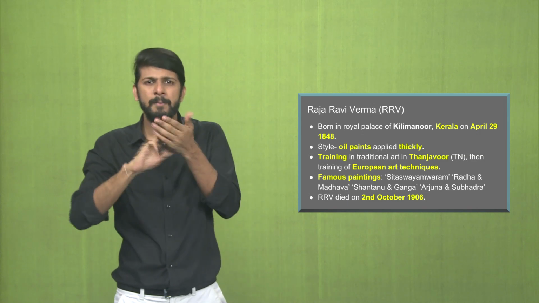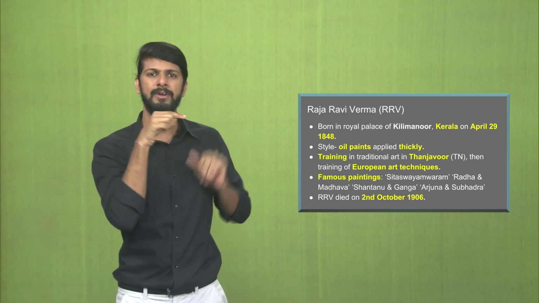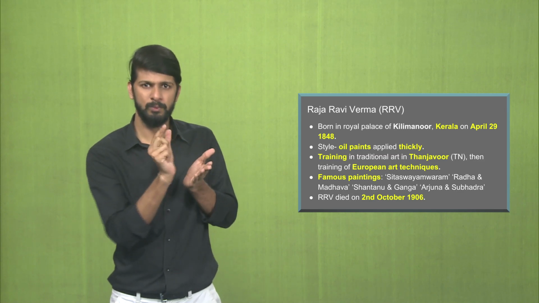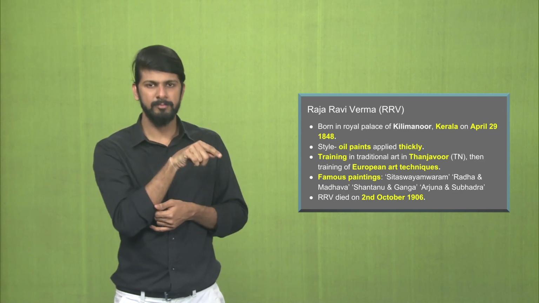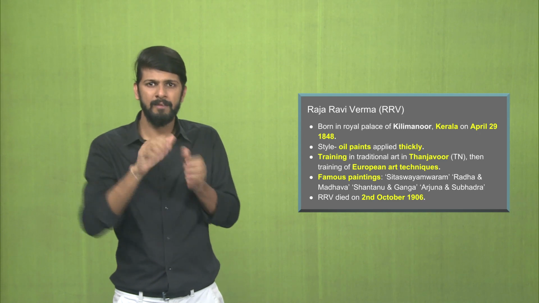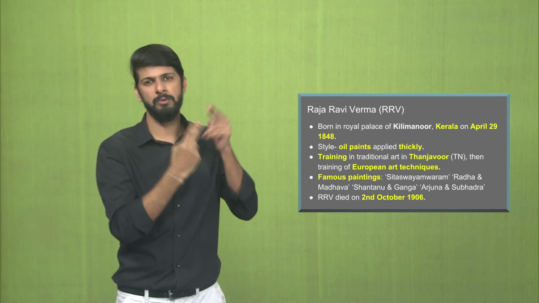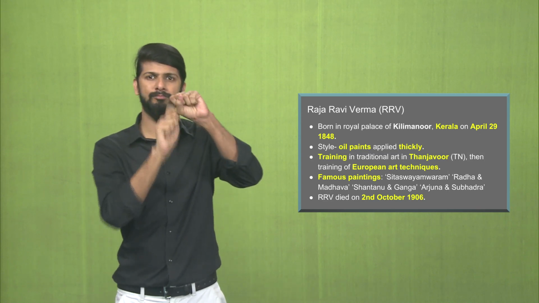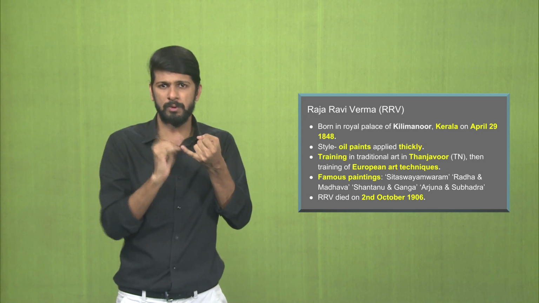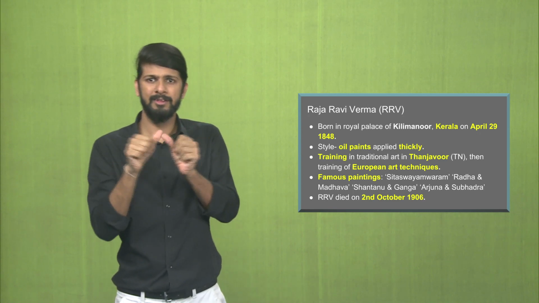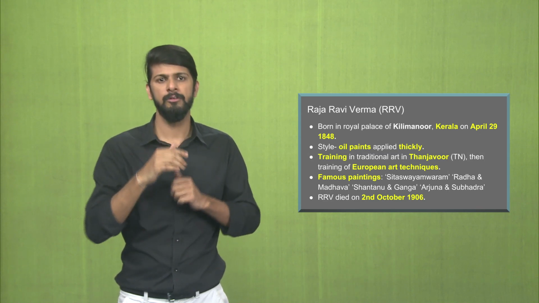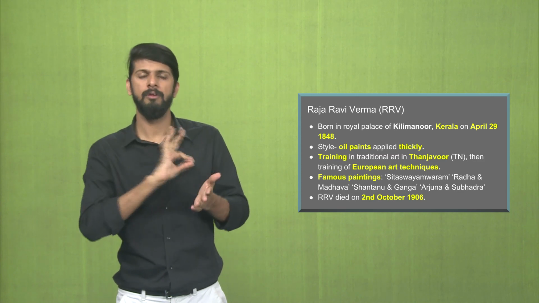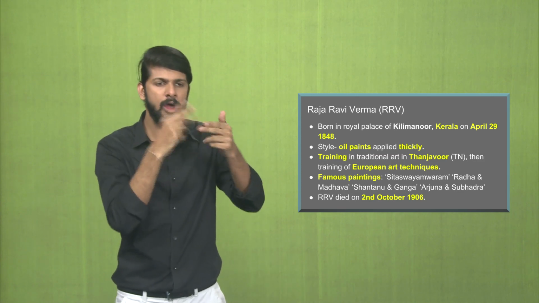Next painting is Radha and Madhava, that is Radha and Krishna. His other famous painting includes Shantanu and Ganga, as well as Arjuna and Subhadra. These four paintings form the favorite themes of Raja Ravi Varma.